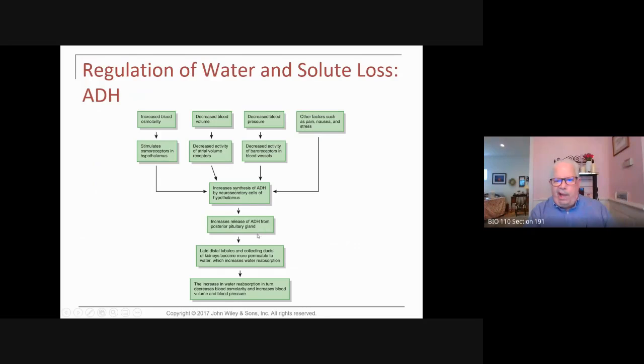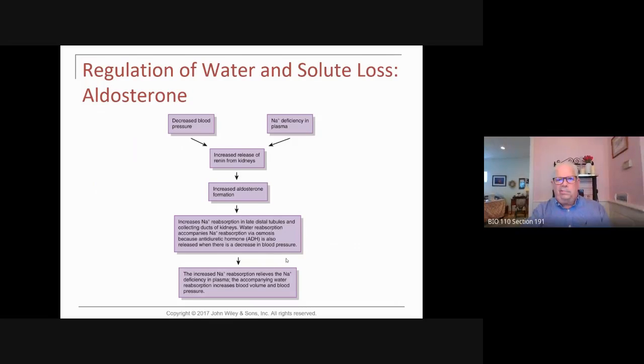ADH affects the collecting ducts of the kidneys to become more permeable to water. And when you're dehydrated, you need to increase water reabsorption. When you increase water reabsorption, this decreases the osmolarity, increases your blood volume, and increases your blood pressure. Those 4 hormones, all begin with A, are very important.